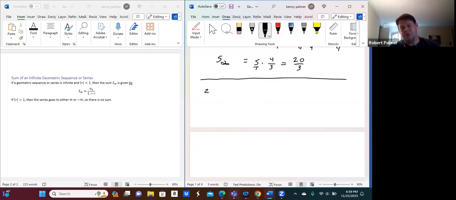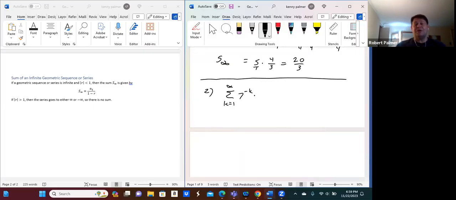So number 2. The sum from k equals 1 to infinity, I can only use k this time, it doesn't matter if it's a different letter, you're familiar with different letters, of 7 to the negative k.